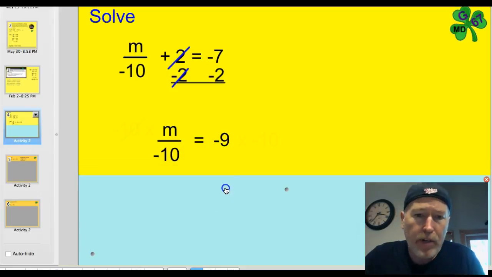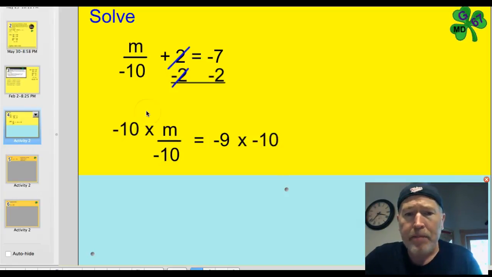All right, let's slide down here. And what we have to do, if we have division here, let's multiply both sides by 10. I'm sorry, we're going to multiply both sides by negative 10.